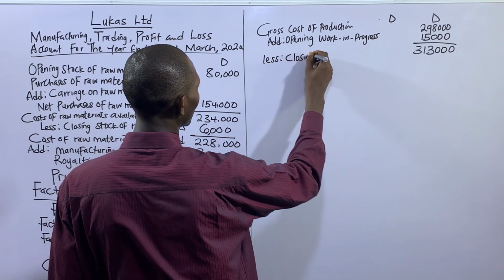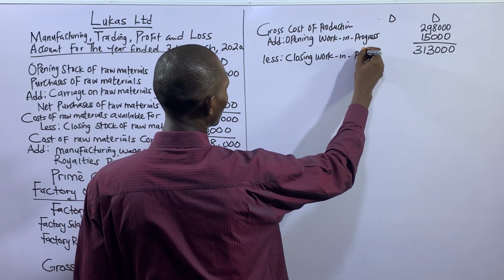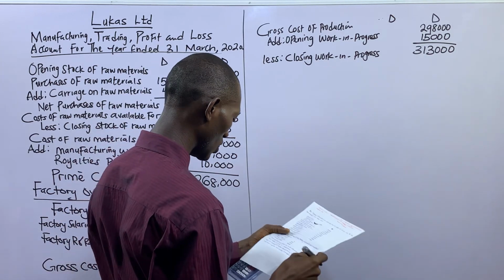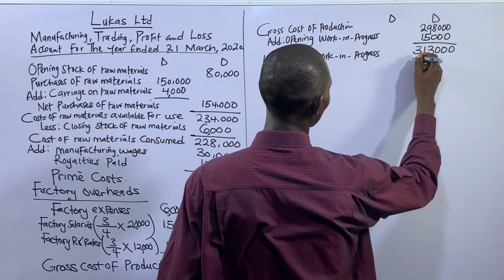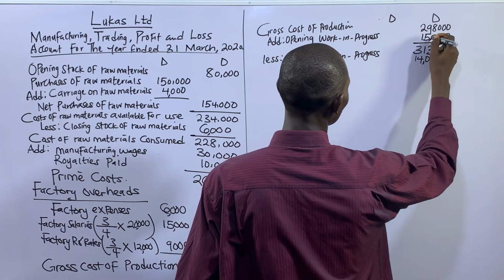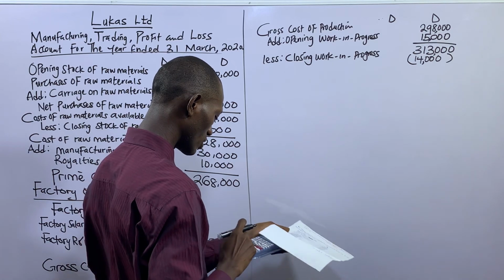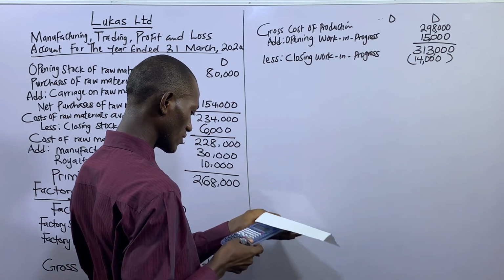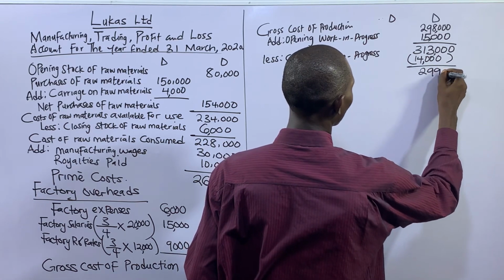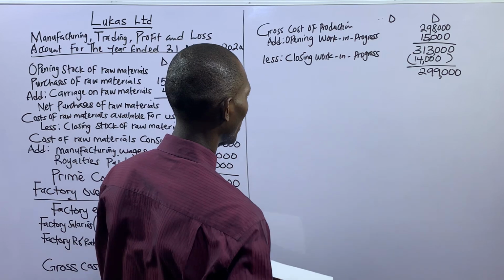Then we less closing work in progress. Closing work in progress is given in the additional information as 14,000. So we less that, minus 14,000, and that gives us 299,000. That's what we have.